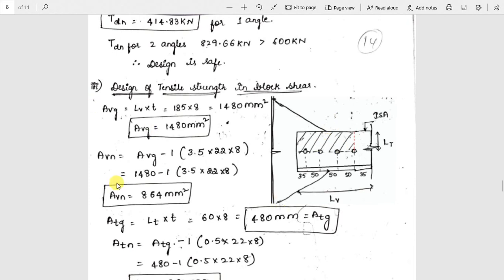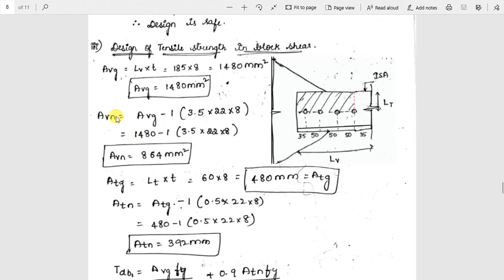So AVG, AVN should be calculated along with ATG and ATN here. AVG is the gross area in shear, that is LV into T. LV is calculated from this particular point till here, not till here. So LV will be 185 into thickness 8, so 1480 mm square, and the net area AVN is AVG minus 1 into, in the sense only one shear plane, and the number of bolt holes participating is 3 and a half, so 3.5 into DH, which is 22, and T is 8.